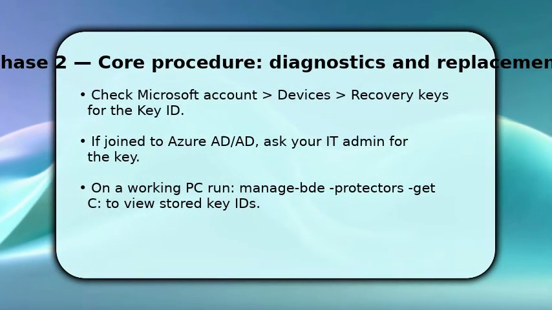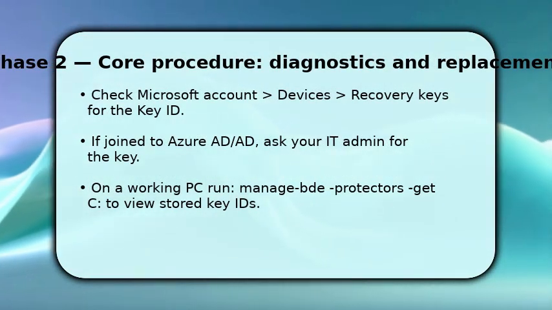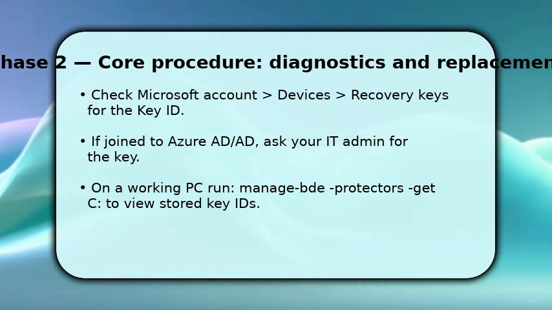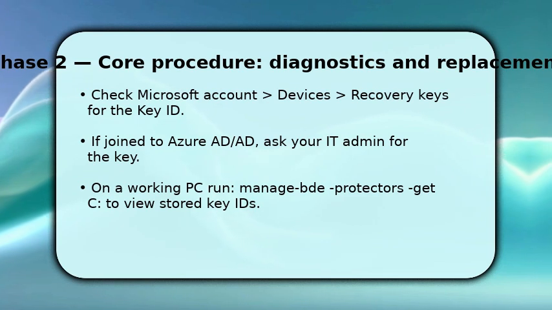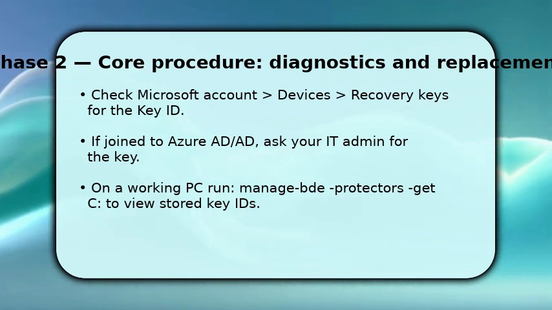Now use the key ID to search. On your secondary PC, open the Microsoft account that the laptop used and look under Devices or Recovery Keys for the matching ID. Once you find it, copy the 48-digit recovery key.